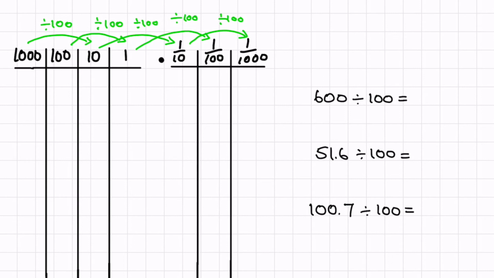600 divided by 100 you should probably know is equal to 6. There's 600. There's our answer, 6. Notice that the digit 6 has moved 2 columns to the right. It's moved from the hundreds column into the units column. 51.6 divided by 100.